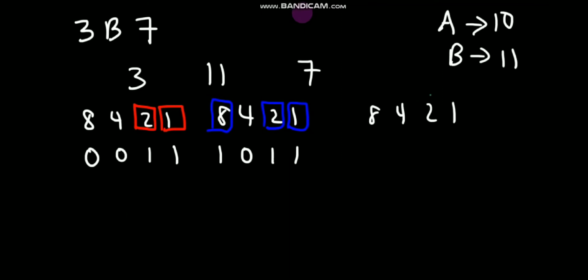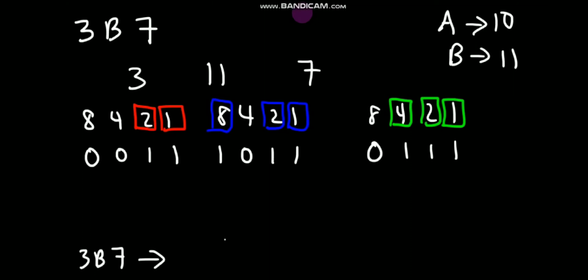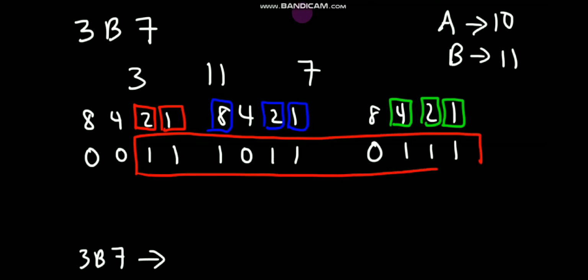0111 we will write. 4, 2 and 1, if we add, then we get 7. So 0111 we will write. So this is the binary conversion of this hexadecimal number. We will write it together. We will remove this 0. This 0 is of no use. 0 will not change the values.